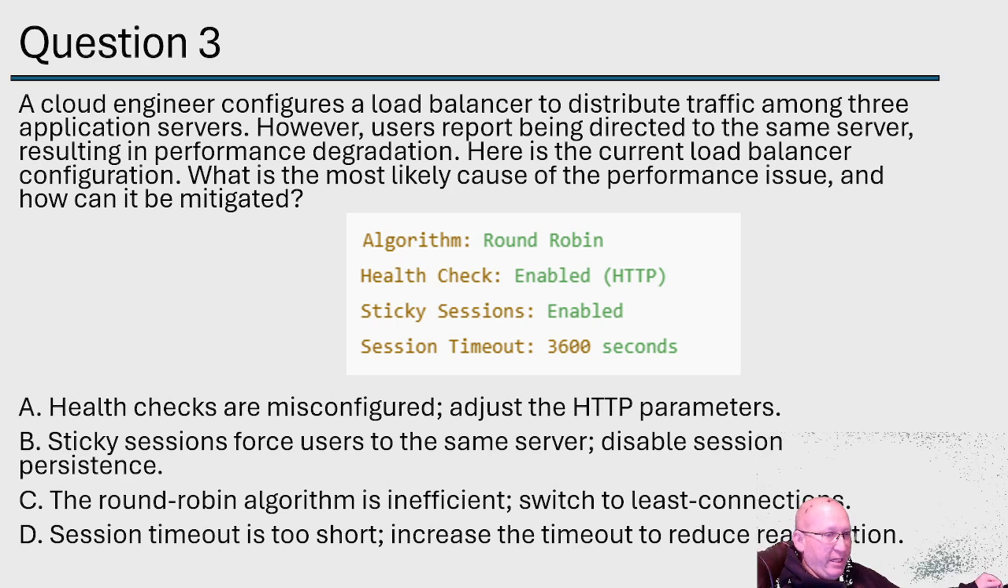Well, if you said B, sticky sessions force the users to the same server, disable session persistence, you would be correct. Why? Well, when we have sticky sessions, right, they override that round robin algorithm. That's why all the traffic's going to one server rather than hitting boom, boom, boom in order. And so that's why we're seeing that degradation or that movement to all of our sessions going to one server rather than actually doing the round robin because we're doing sticky sessions. And so that's an issue.